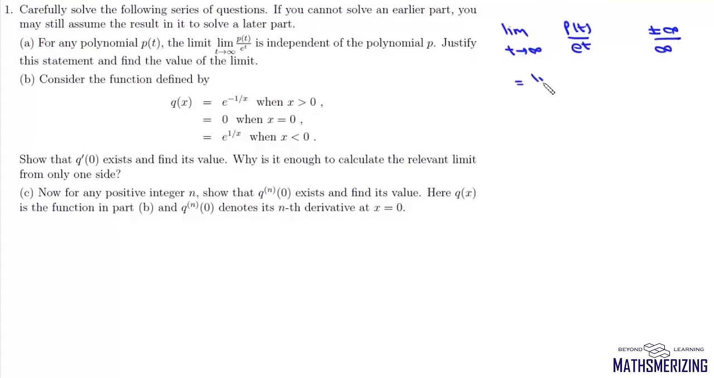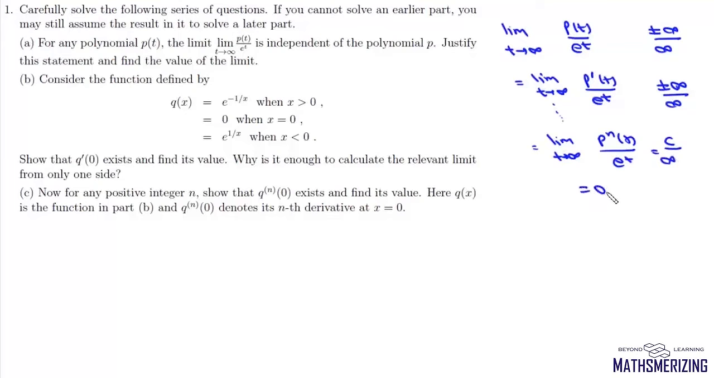And if we use L'Hopital's rule, we can write this as limit t tends to infinity p dash t upon e to the power t. Then again it will be plus minus infinity upon infinity. So we can differentiate it again. We can keep using L'Hopital's rule till we differentiate this function n times, which is degree of this polynomial. And if we differentiate this polynomial up to its degree, then it will be some constant upon infinity, and any constant upon infinity is simply 0. So this statement is true and the value of this limit is simply 0. So that's your part A.